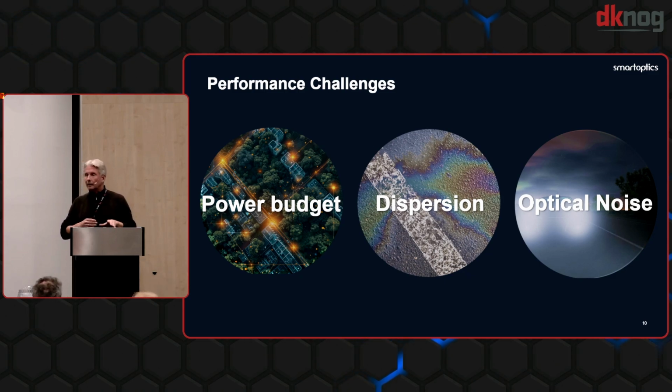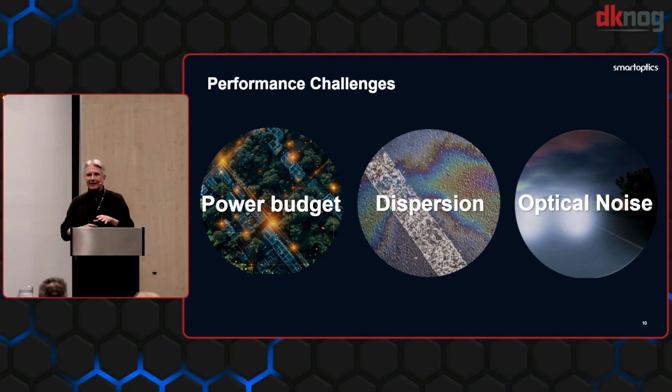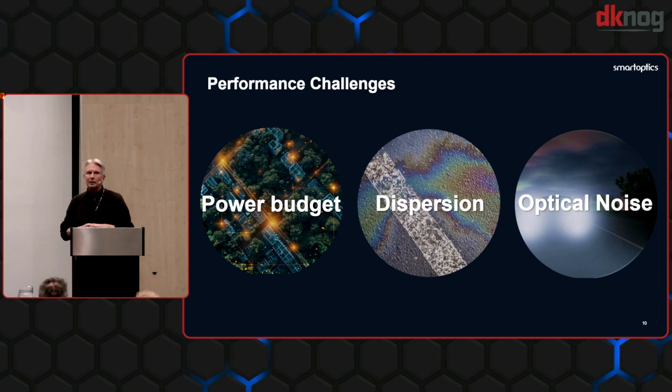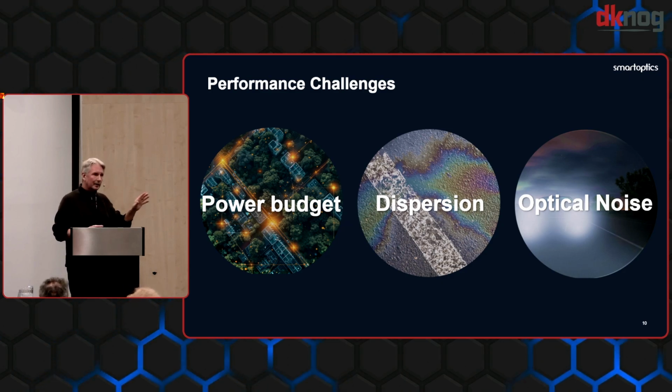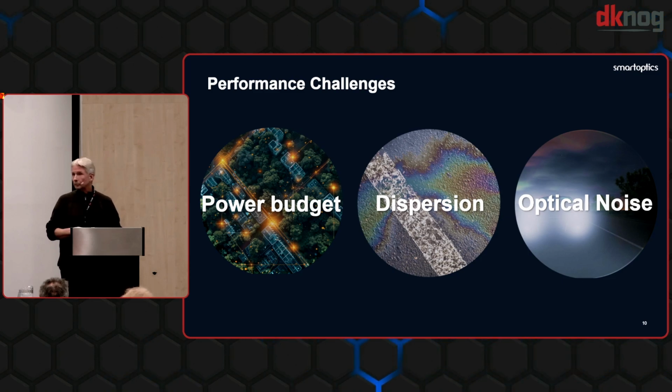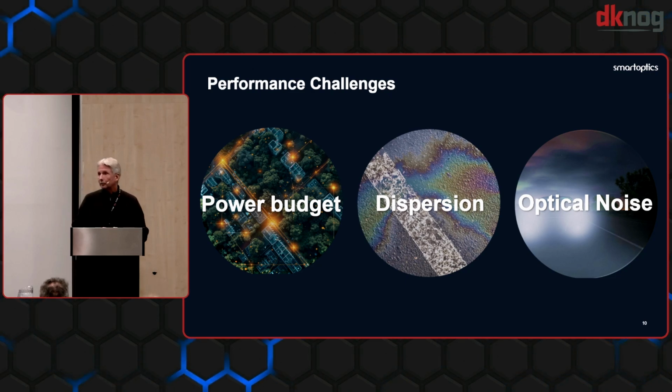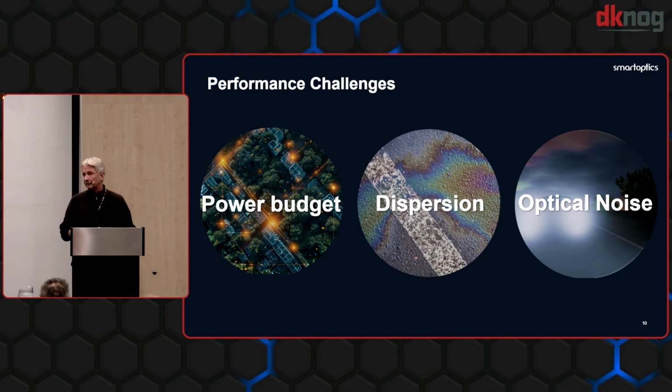And I mean, when the coherent technology came in, that became less and less relevant. We see that nowadays coming back a little bit in different types of access technologies with 25 gig, etc. That is very dispersion sensitive. So it's something that you need to take into consideration when you design your networks. So that's another parameter. And last but not least, we have the optical noise that is introduced with the amplifiers.